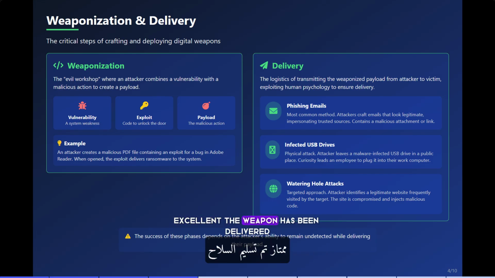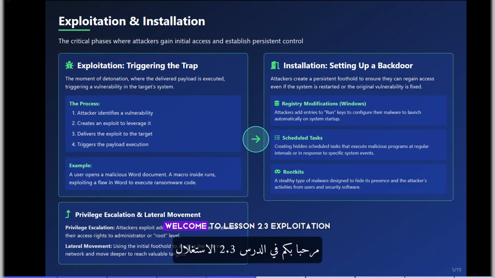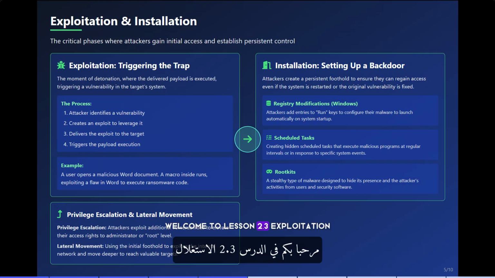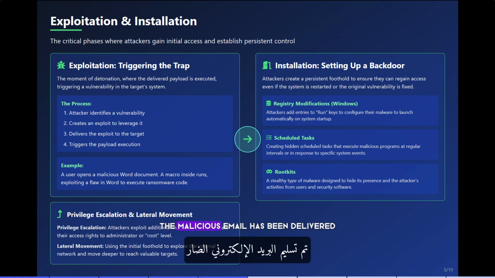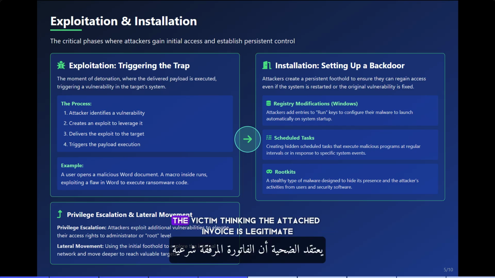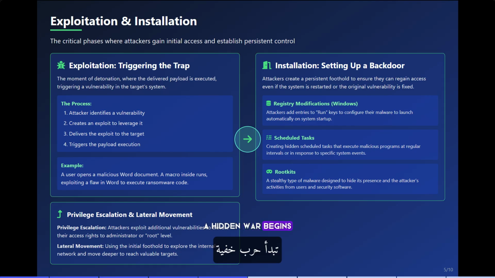Excellent. The weapon has been delivered. Next up, the moment of detonation. Welcome to Lesson 2.3, Exploitation: Triggering the Trap. The malicious email has been delivered. The victim, thinking the attached invoice is legitimate, double-clicks to open it. In that single click, a hidden war begins.